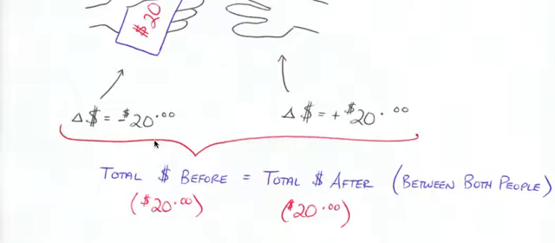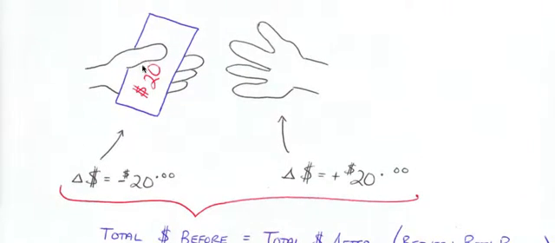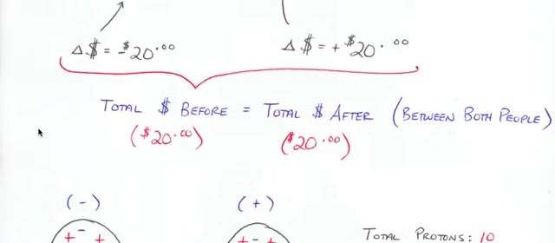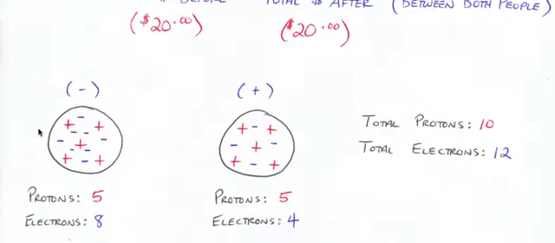So the total between them before was 20. The total after is 20. Now who actually had that money did certainly change hands. But the total amount they both had was always 20. You didn't gain or lose any dollar bills here. The same thing applies for charged objects.